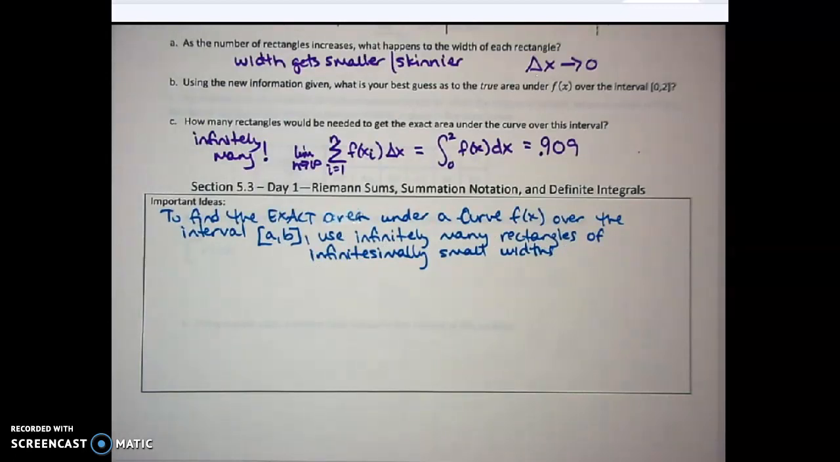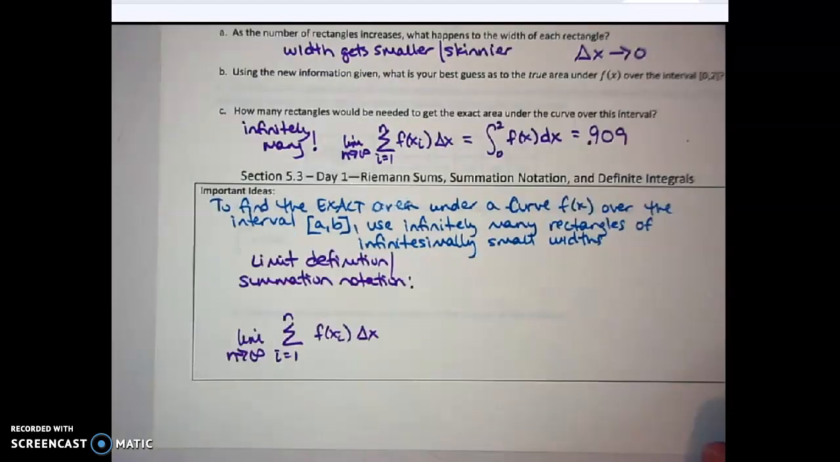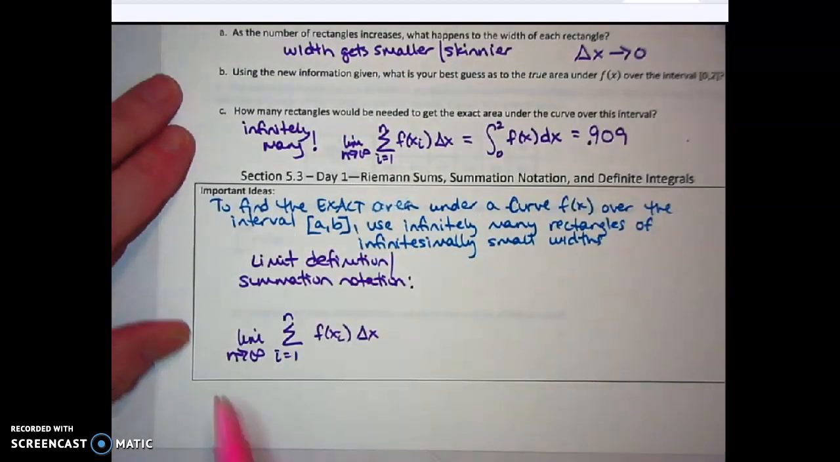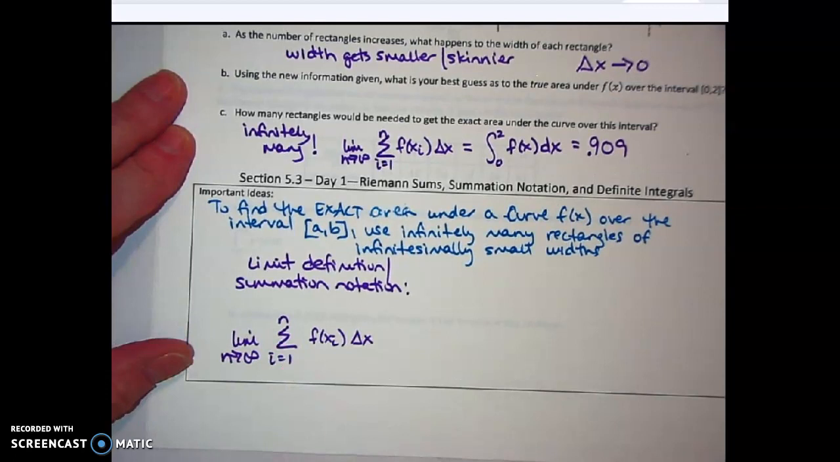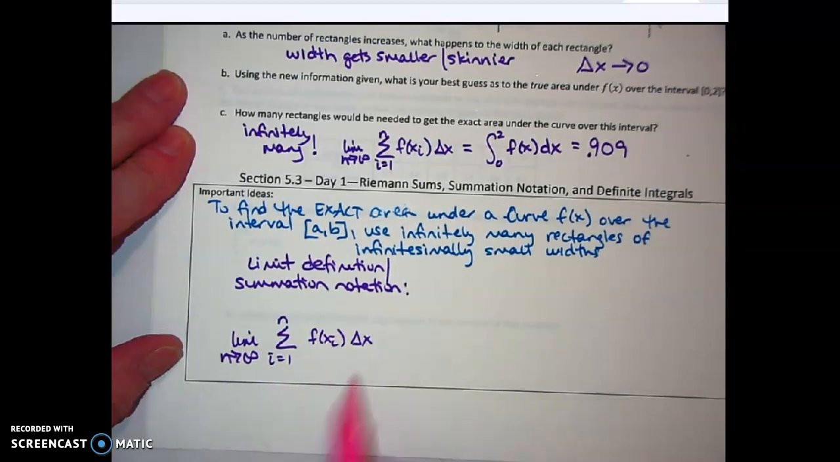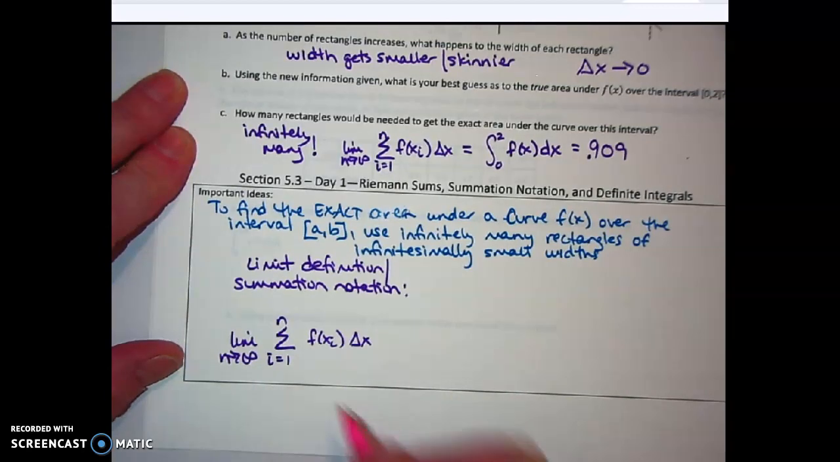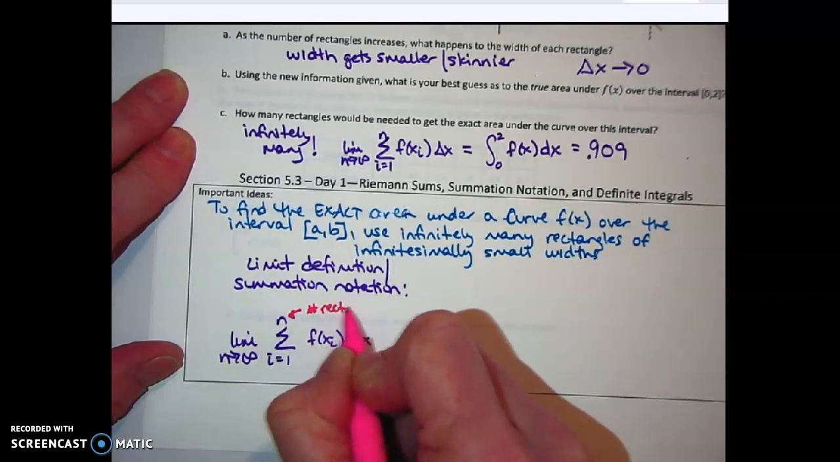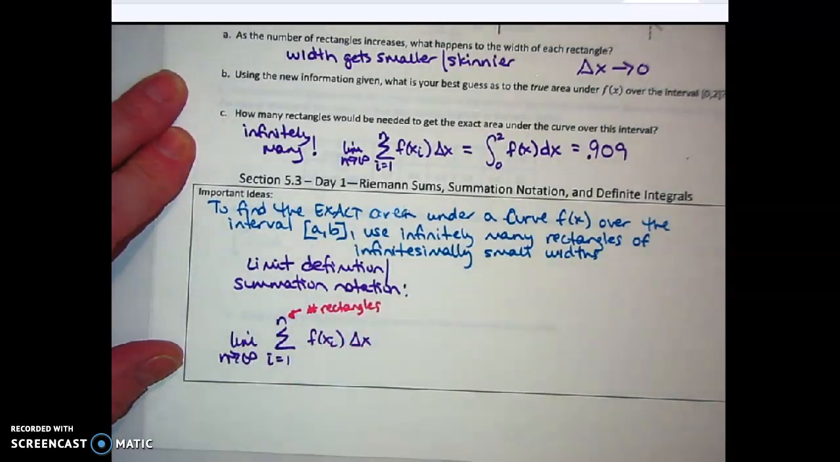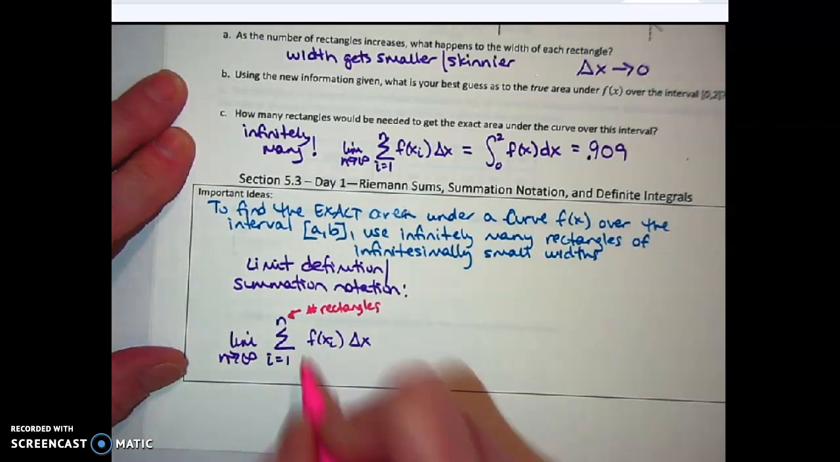To find an exact area under a curve f of x over the interval a to b, we're going to use infinitely many rectangles of infinitesimally small widths. The limit definition or summation notation for this is the limit as n approaches infinity of the sum from 1 to n rectangles of the function f of x sub i times delta x. Now what's important here is that this n is going to be the number of rectangles that we're going to have. As n approaches infinity, we're going to have an infinite number of rectangles.